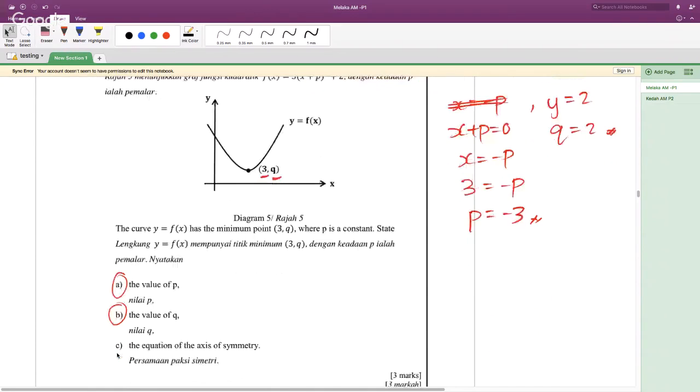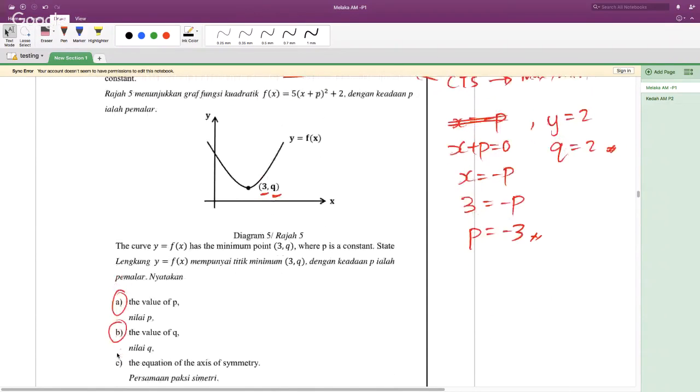I say the axis of symmetry will always pass through the minimum value of x. So your minimum value of x in this case is actually 3, and this will be the axis of symmetry. It's just x equals 3. It's just a bonus mark for this one. So no matter what value of x you have for your minimum, you just write it.